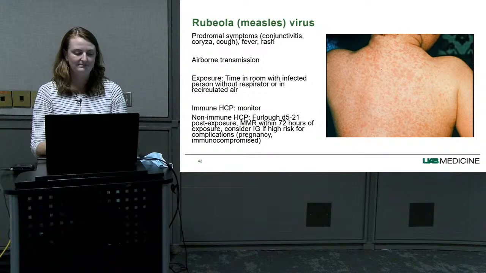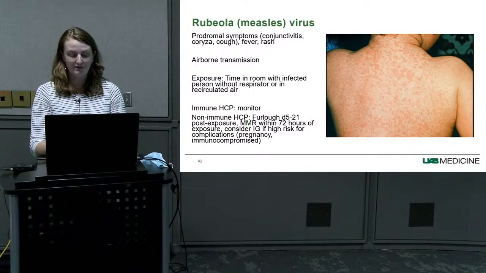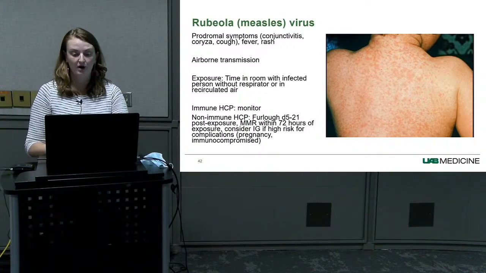Exposure to measles is very different from the others that I mentioned. Any time in the room with the infected person without a respirator on, or any time that you were sharing recirculated air, would be considered an exposure. Doesn't matter how far away you were, it's an exposure. Ideally, we would all be immune with our vaccinations pre-employment, but if not, then the healthcare person would need to be furloughed from work from day 5 to 21 post-exposure. Get the MMR vaccine ideally within 72 hours of exposure, and if high risk, consider the immune globulin as well. And that would be healthcare personnel who are pregnant or immunocompromised.